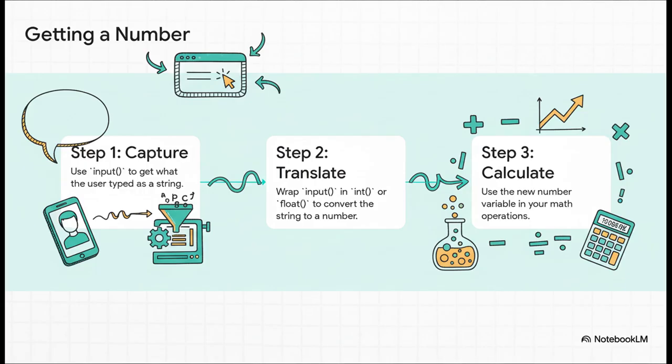So whenever you need a number from a user, just remember this simple little recipe. 3 steps. Step 1, use input to grab whatever they type. Step 2, immediately wrap that input function inside of int or float to do the translation. And step 3, you're good to go. Use your new number variable in any math you want.